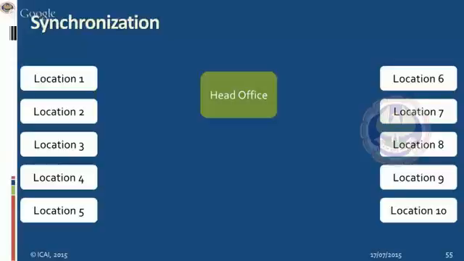What happens? These branches are willing to connect to the head office. How will they connect? Again, here they can connect through the Tally.net server only. So all the locations will connect to the Tally.net server, and the Tally.net server will in turn connect to the head office. What is the difference between synchronization and remote login? There is a little difference between synchronization and remote login. What is it? Let us try to understand.